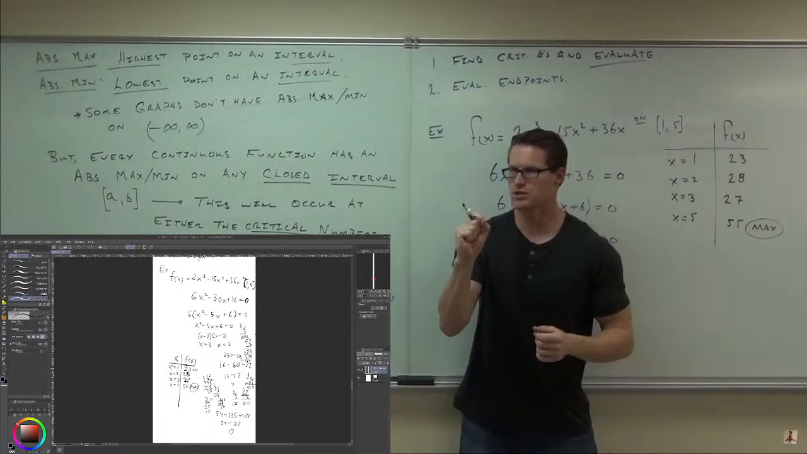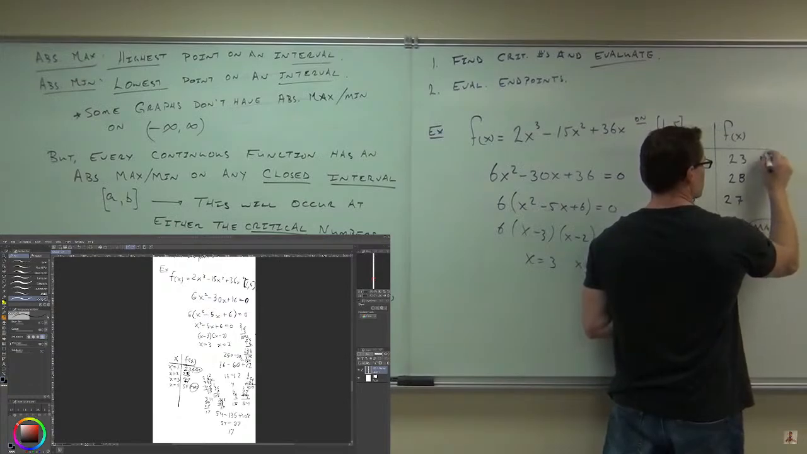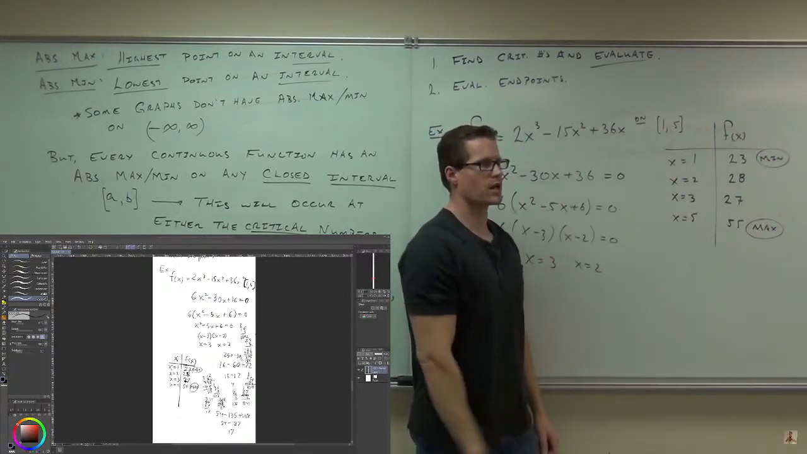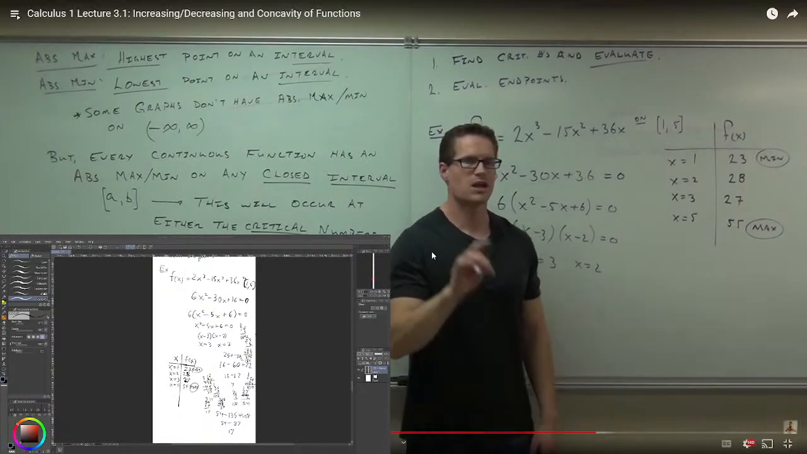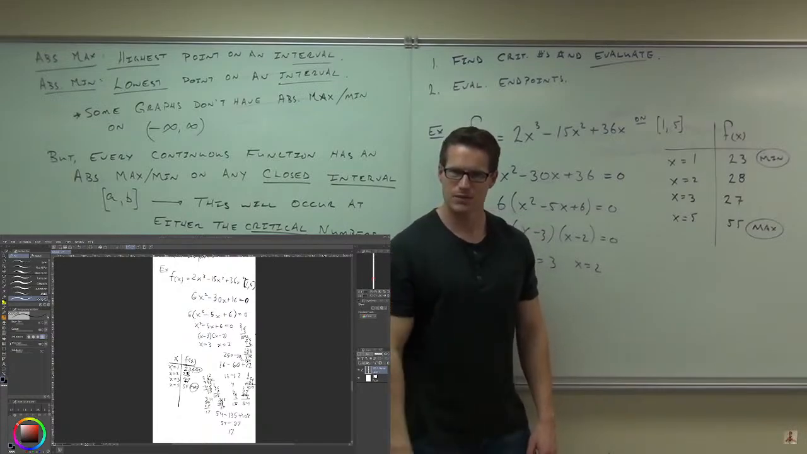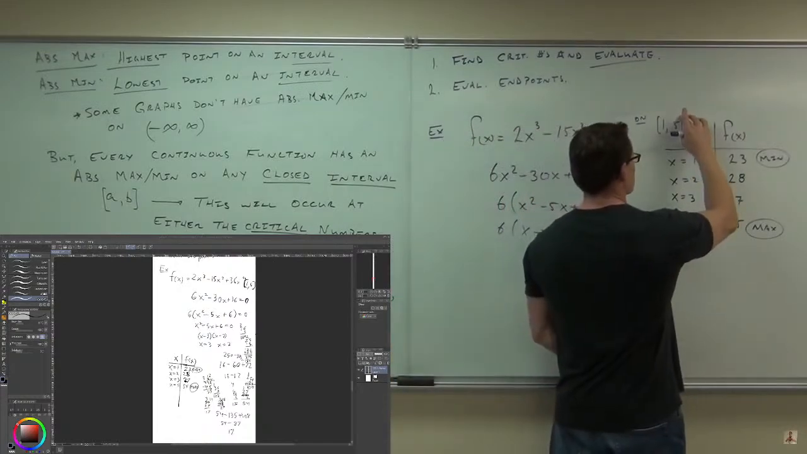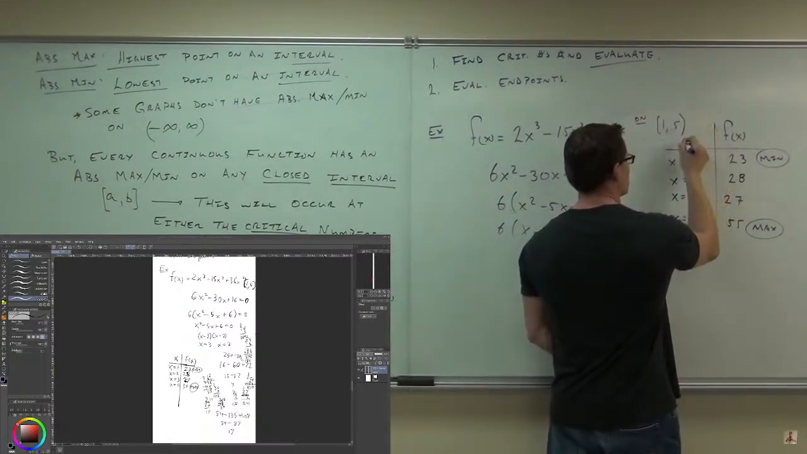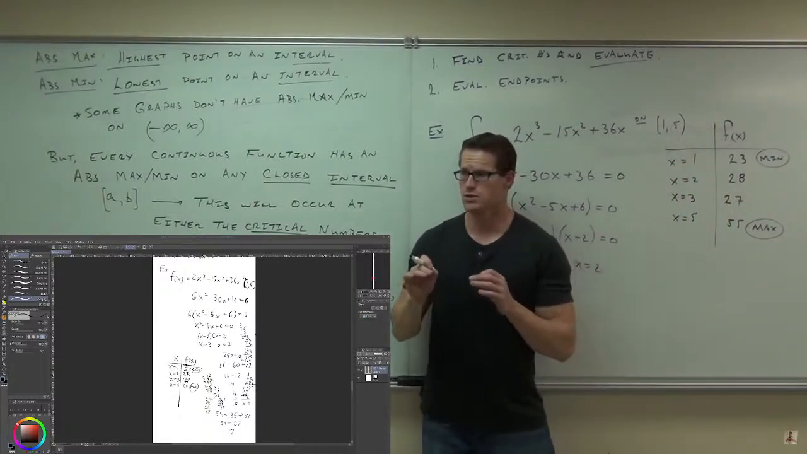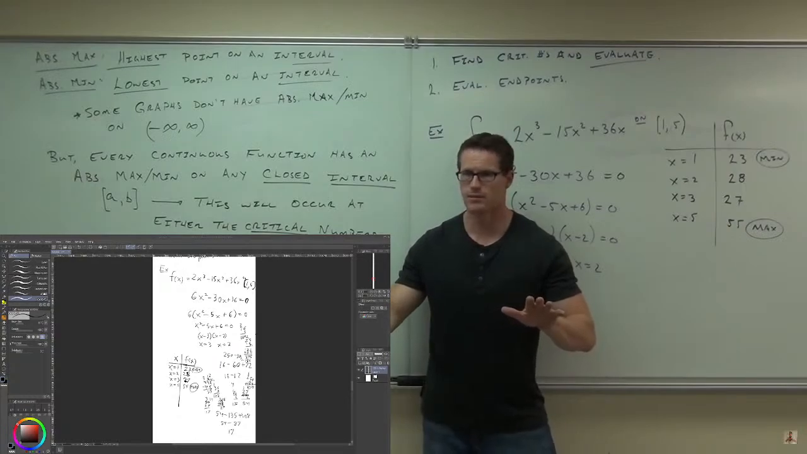What's the minimum value that's attained? 23. Did they occur at critical points or endpoints? For this one, endpoints. Sometimes it'll be critical points. Let me make one more thing very clear to you, and then we'll stop for today. What if I had given you this? And it couldn't have been the endpoint. Listen, you do exactly the same thing.